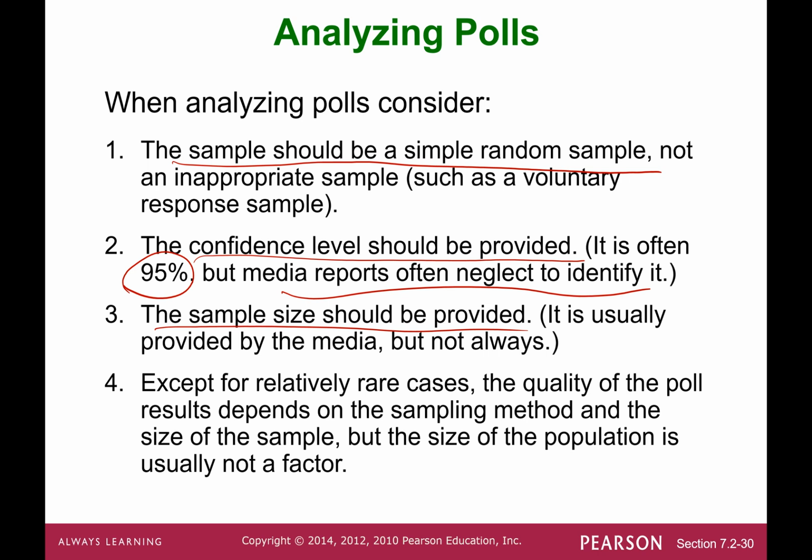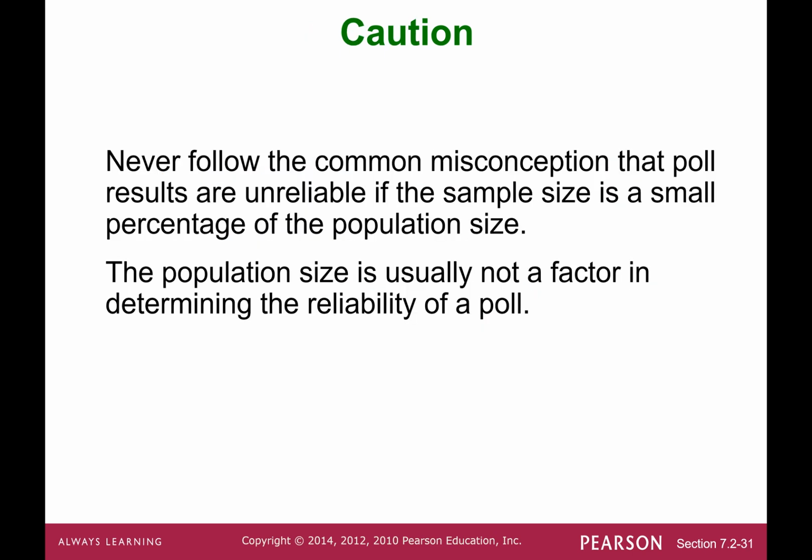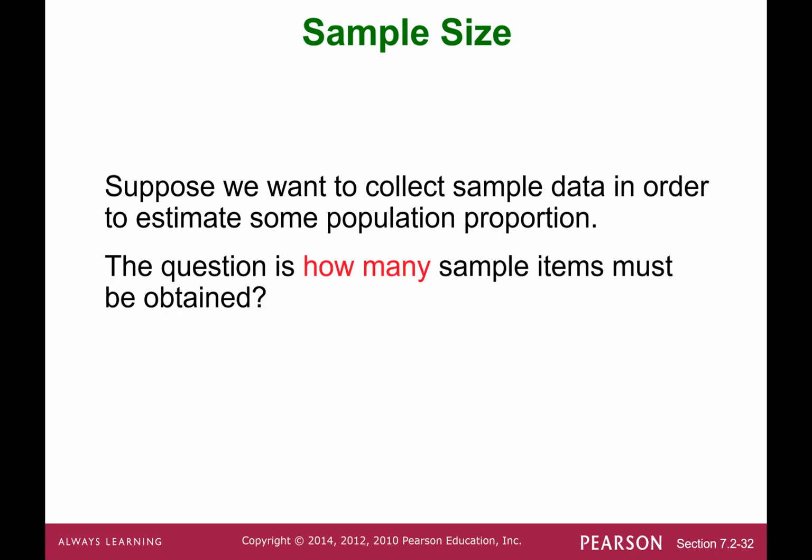Except for relatively rare cases, the quality of poll results depends on the sampling method and the size of the sample, but the size of the population is not an important factor. Basically, you can ignore the size of the population. Usually, for the general population, the size is fairly large, humongous usually. Never follow the common misconception that poll results are unreliable if the sample size is a small percentage of the population size. The population size usually is not a factor in determining the reliability of the poll.